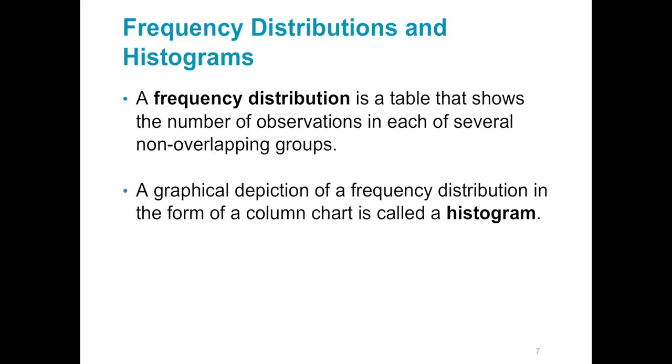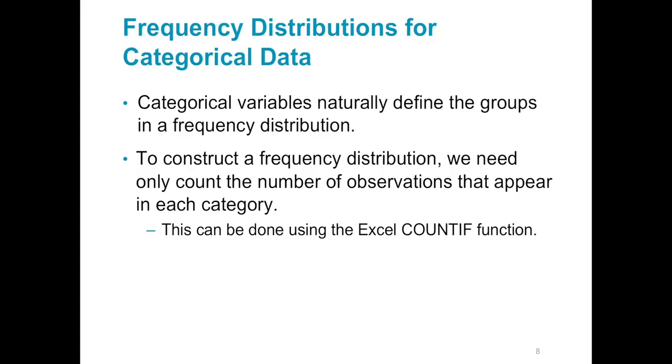When we visualize that as a column chart, we call it a histogram. These two tools, table and chart, work together throughout this chapter. For categorical data, building a frequency distribution is straightforward. We just count how many observations fall in each category. And in Excel, it's the COUNTIF function that does this in one formula.